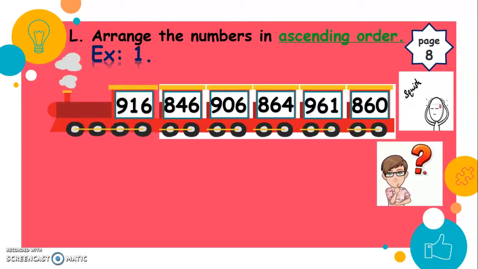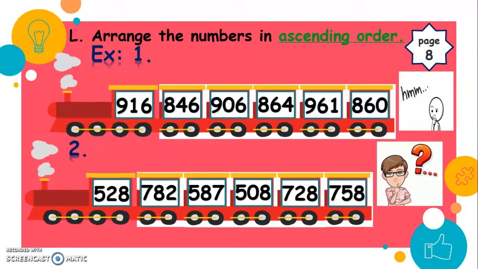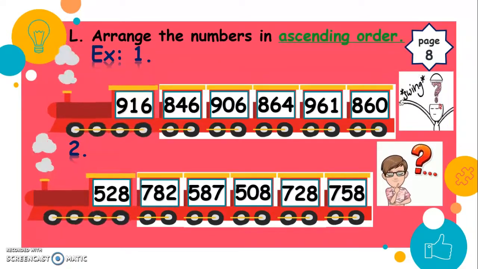For example, number 1, try to think which number should come first in an ascending order. Try to think of your answer for number 1 and then also for number 2. If you are finished, we can now see the correct answers.